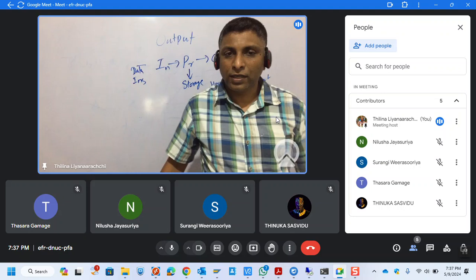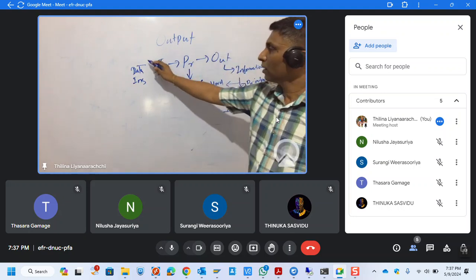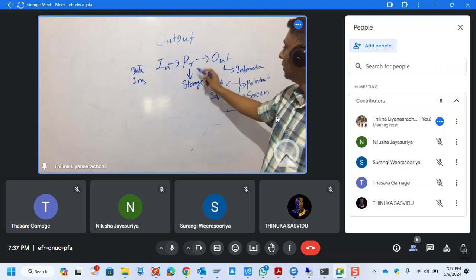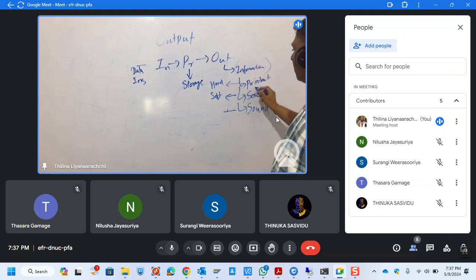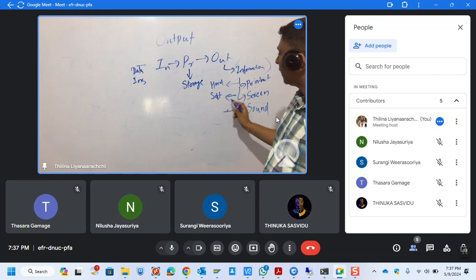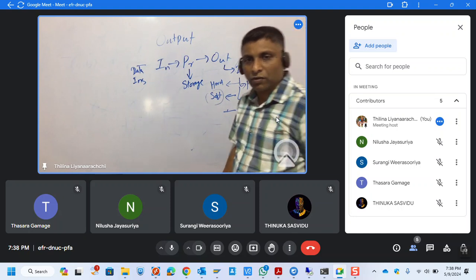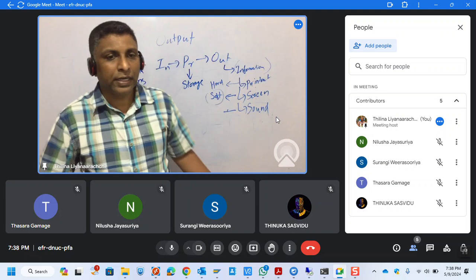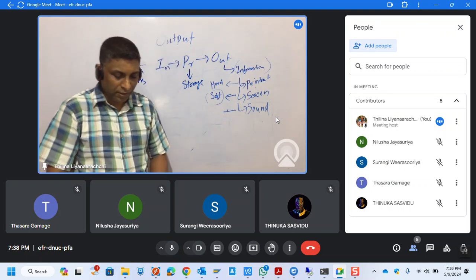Okay, so I was talking about input, process, output. Input is nothing but data and instructions. The output is information. Information we can take out through printouts, on screen, or as sound. A printout means a hard copy, on screen means a soft copy, and then sound. So there are three ways we can get the output, the information.